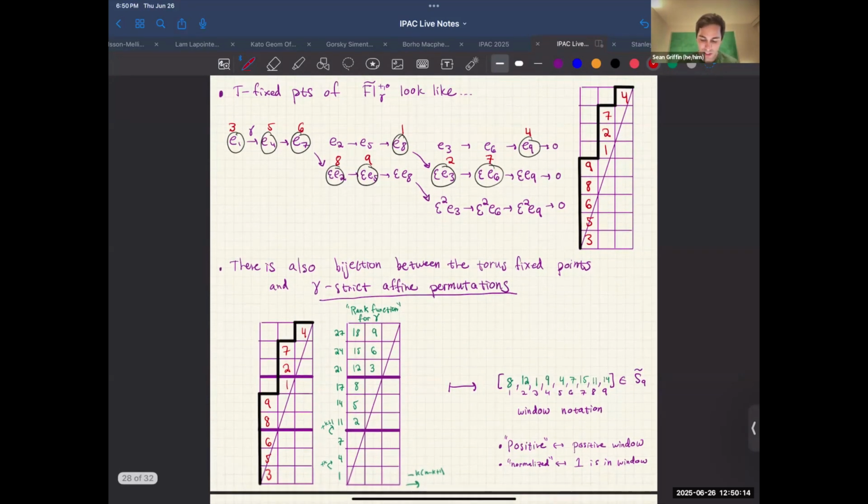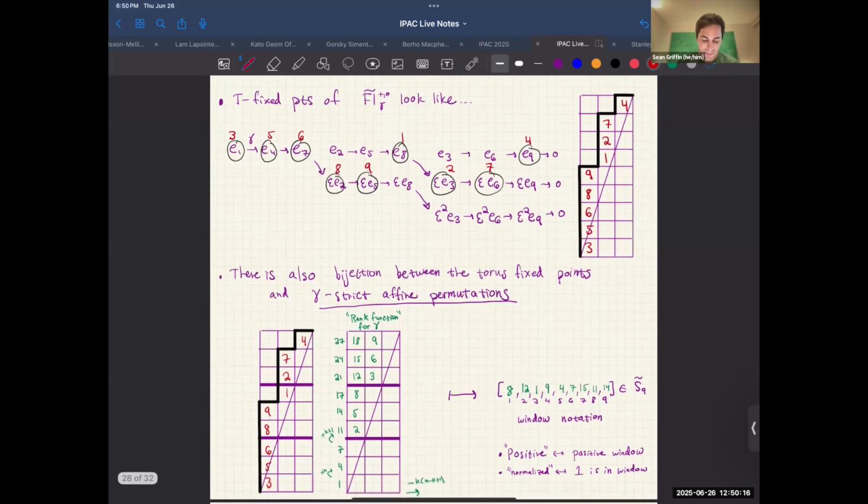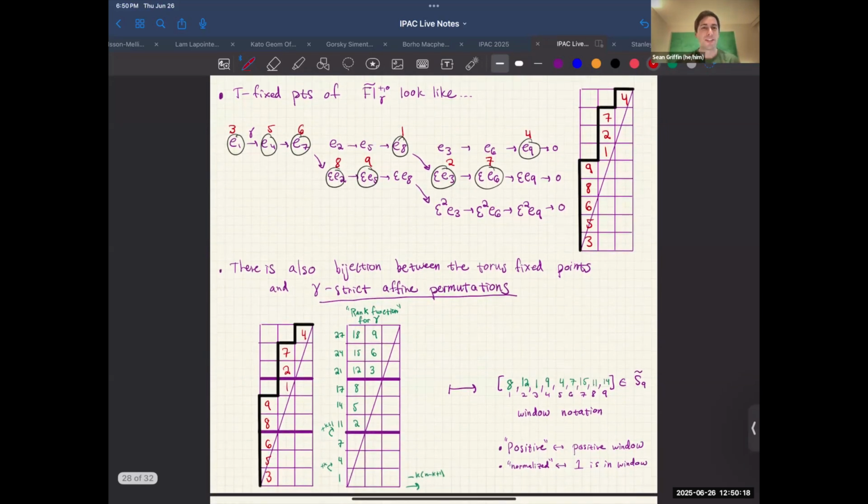I also wanted to mention there's a third bijection, another bijection, where you can interpret all of this in terms of affine permutations. So this might look a little bit familiar to people who are familiar with the rational shuffle theorem, or people who have read the Gorsky, Mazin, Vazirani paper.